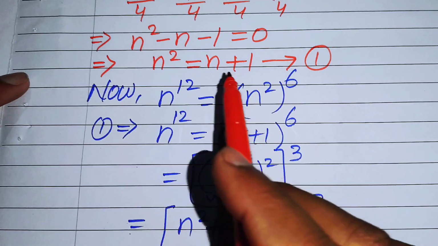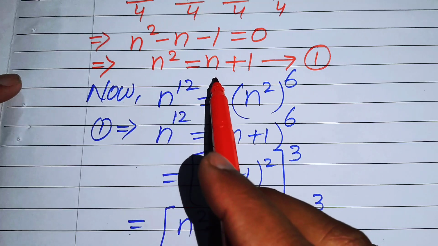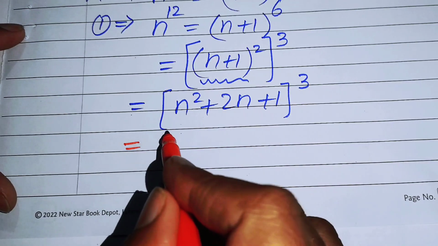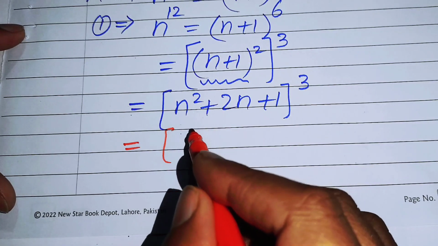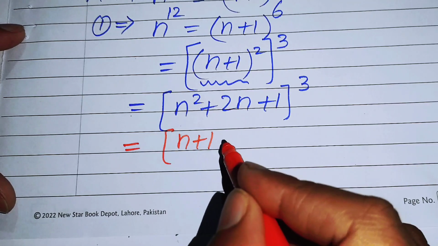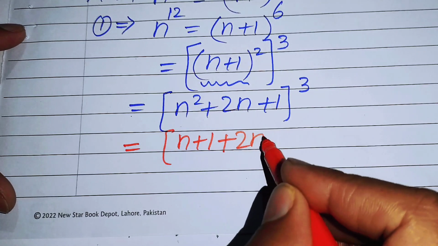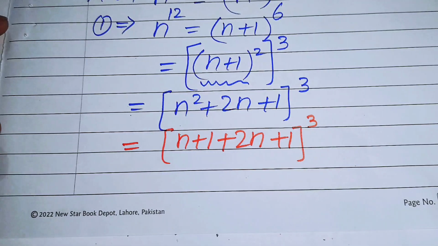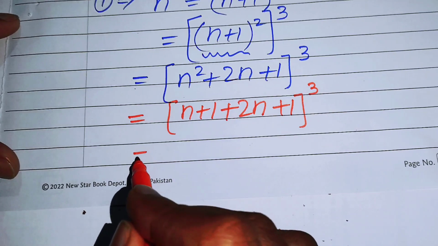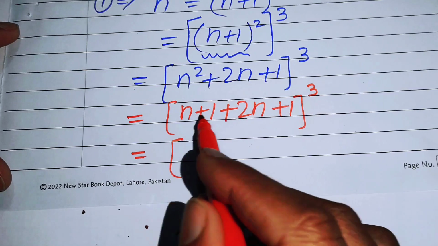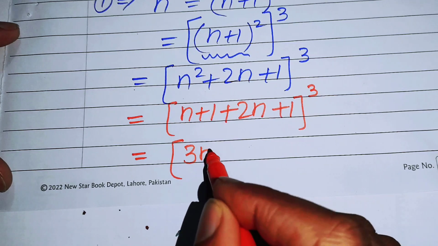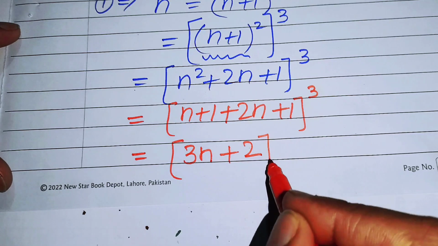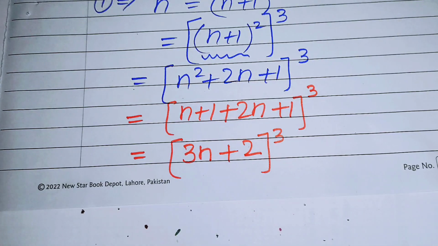So in equation number 1 we have the value of n square is n plus 1. We substitute this value in this equation, and we get n plus 1 plus 2 times (n plus 1) whole cubed. So here we add or subtract the like terms, and we have n plus 2n becomes 3n, and 1 plus 1 equals 2, and its whole cubed.